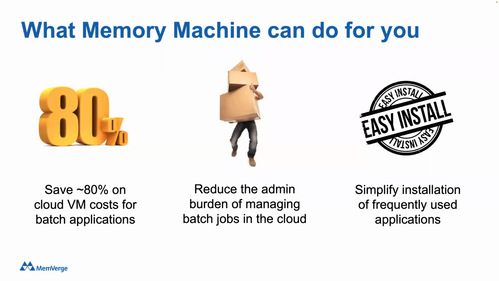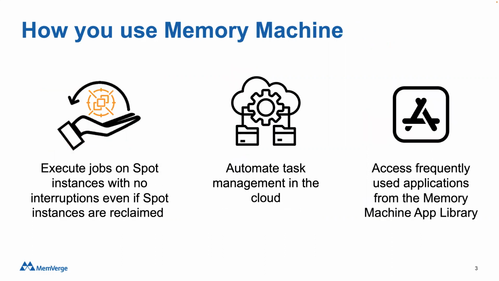First of all, let's talk about what Memory Machine can do for you. Essentially, it is designed to help you save up to 80% on cloud VM costs for batch applications. It also helps reduce the admin cost of managing all the instances for these batch jobs, and it's really designed to be easy to use and install.